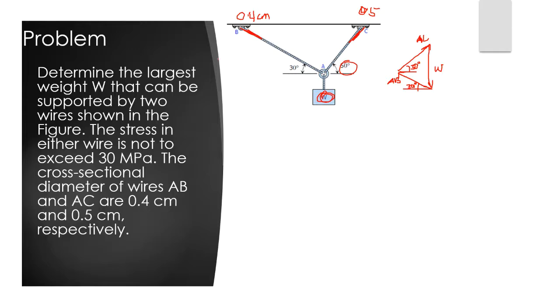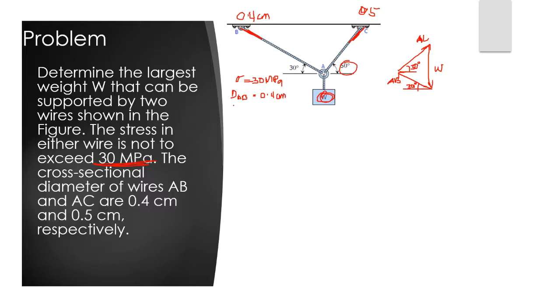First, we are going to identify the values that we have. We have the stress is not to exceed 30 megapascal. So our stress is equivalent to 30 megapascal. We have the diameter for AB is 0.4 centimeter.